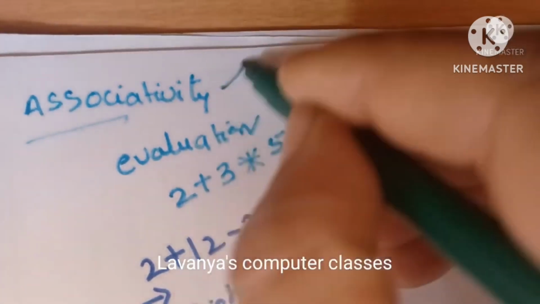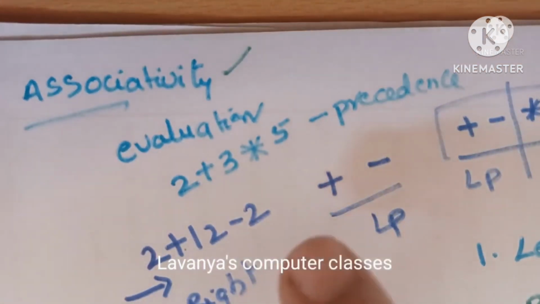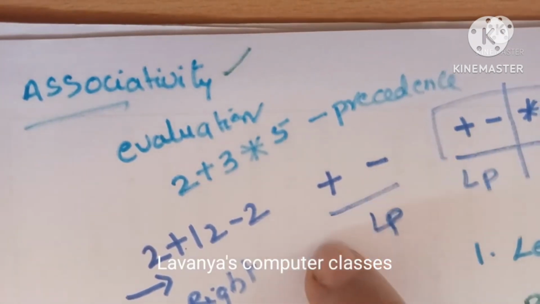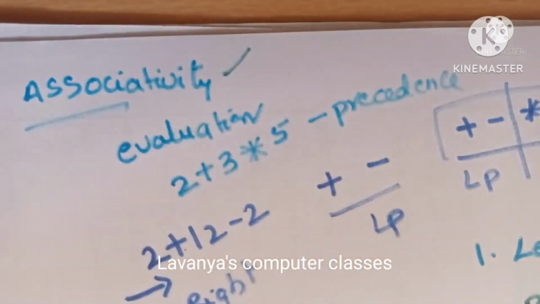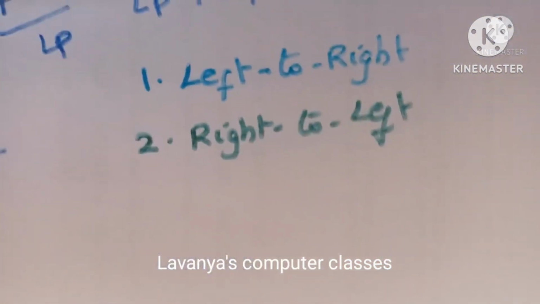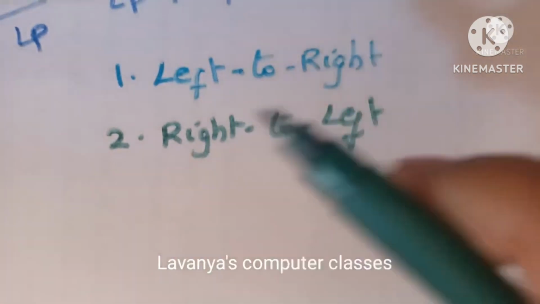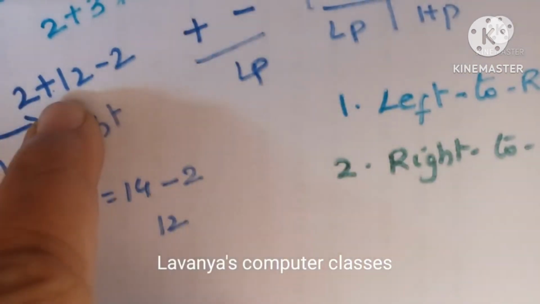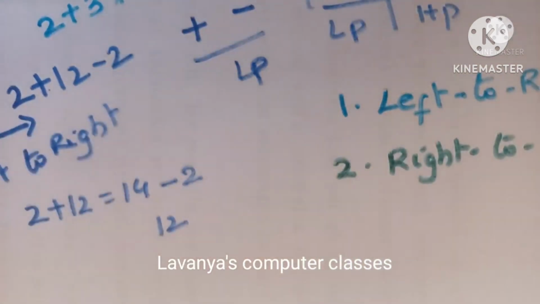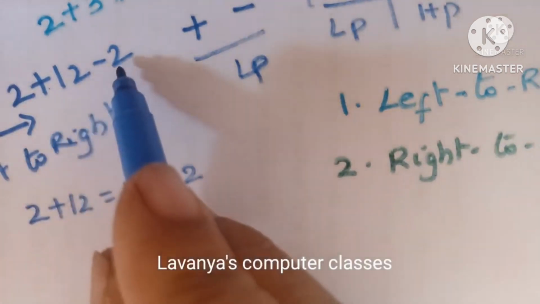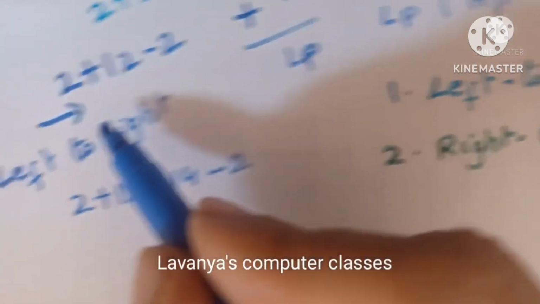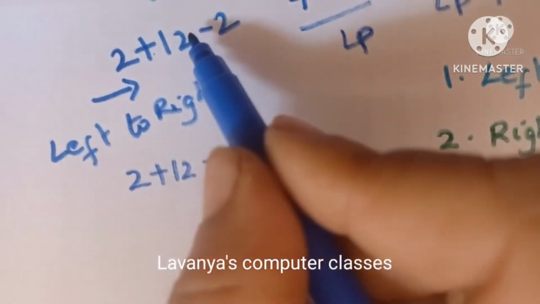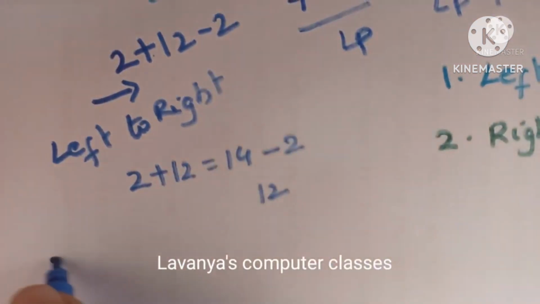What is associativity? In evaluating any expression, if the expression contains operators of the same priority level, which operator is executed first? That is explained by associativity. How many types of associativity do you have? Two types, left to right and right to left. This is an example for left to right, because you are traveling from left to right, and whichever operator comes first is evaluated first.